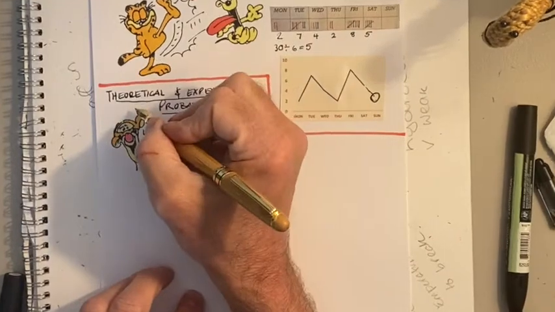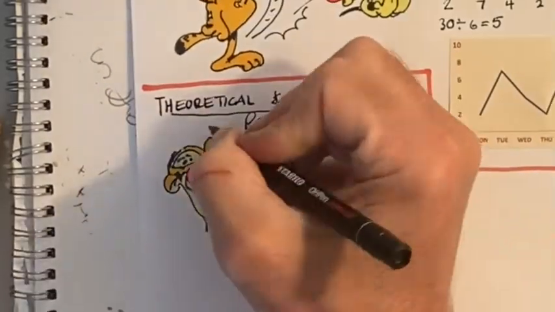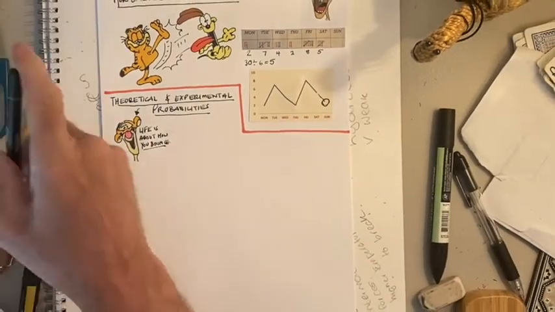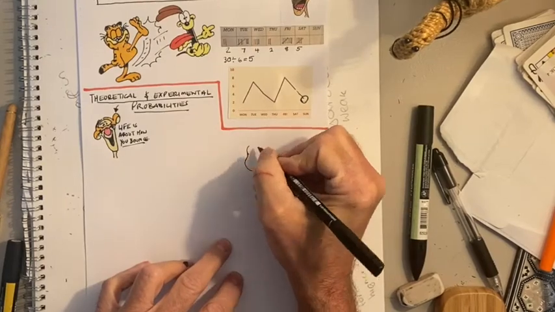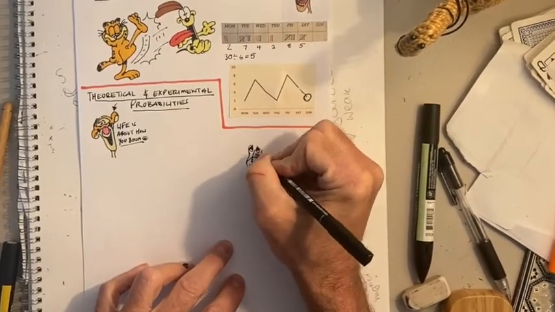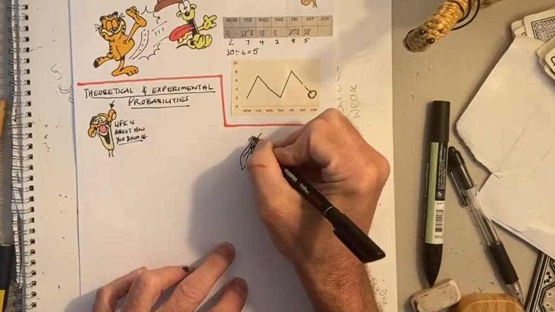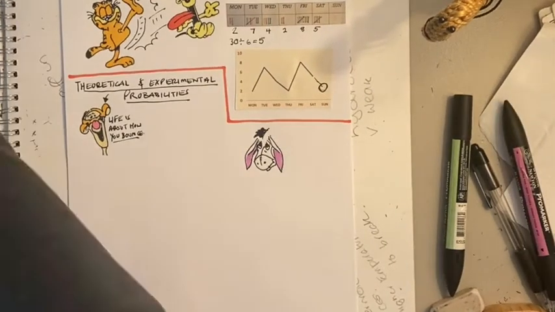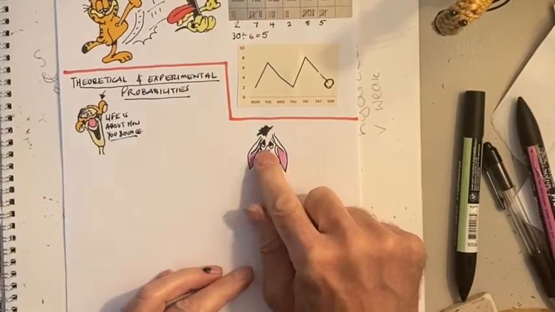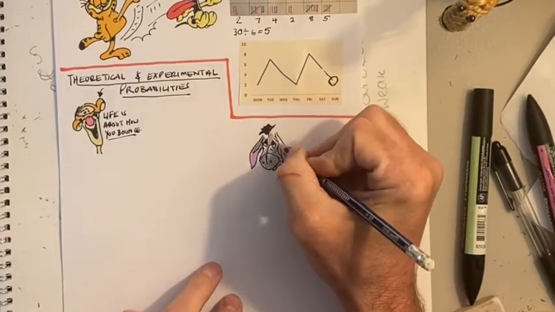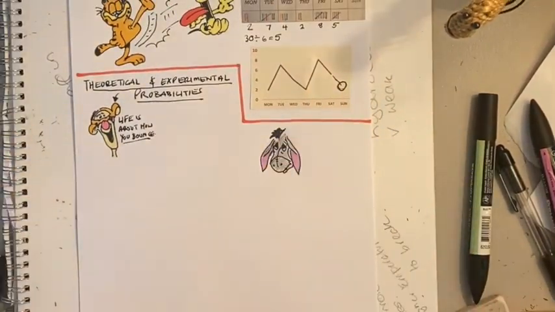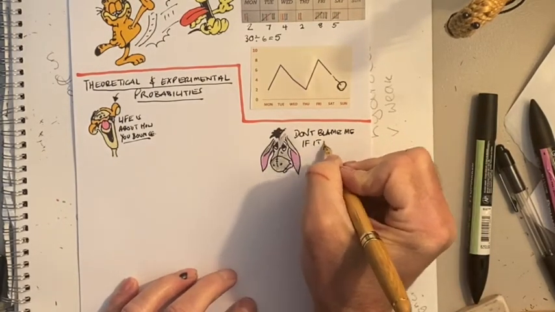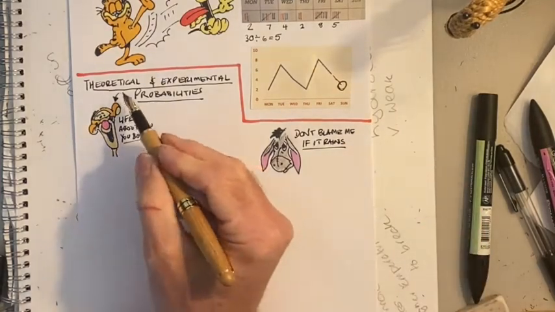So what we have here is the theoretical. So this is what we establish as being what happens in theory to events, as opposed to experimental. So with experimental, let's introduce our character. So we have 2 types. We have the theoretical and the experimental.